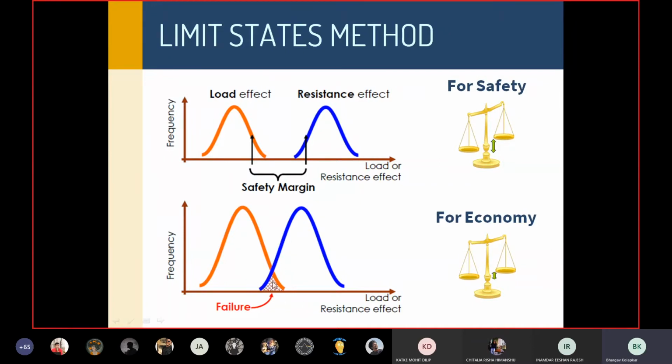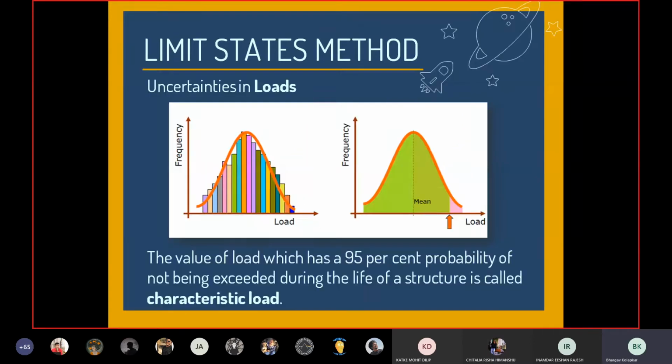And only in this red region, which has a very low probability, the loading is greater than the 95% probability loading, or the characteristic loading, and it is only a 5% chance that the structure will fail.